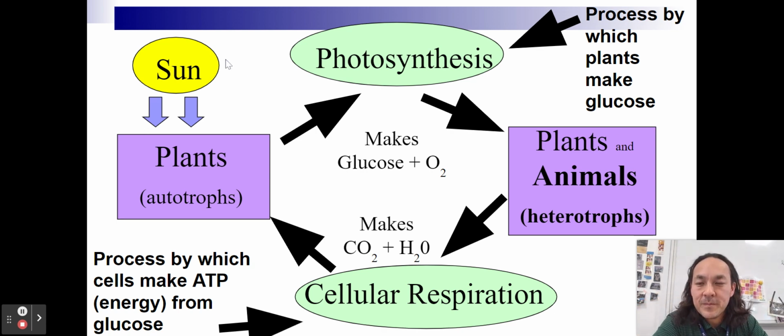John High School. Here, the sun shines down on plants or autotrophs. They engage in the process of photosynthesis to make glucose and oxygen. Plants and animals then engage in cellular respiration to break down that glucose into carbon dioxide, water, and energy. This is a tricky one for students to remember, that plants also have to do cellular respiration.